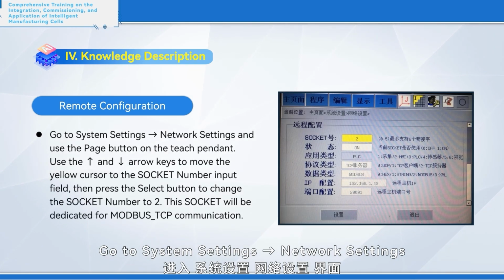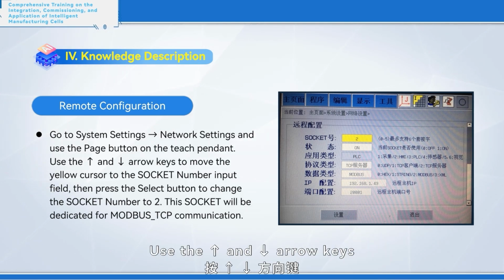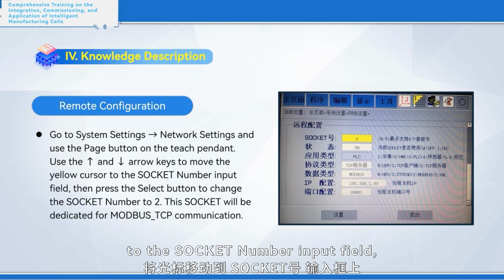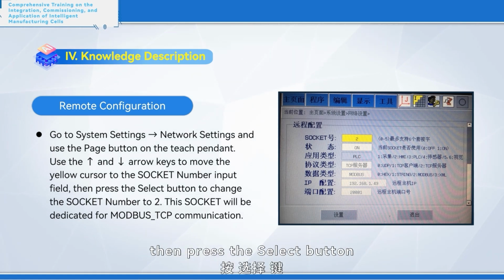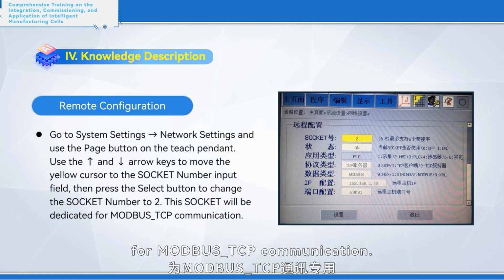Go to System Settings, Network Settings, and use the Page button on the Teach pendant. Use the up and down arrow keys to move the yellow cursor to the socket number input field. Then press the Select button to change the socket number to 2. This socket will be dedicated for Modbus TCP communication.